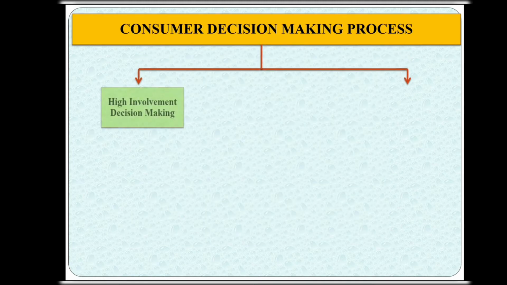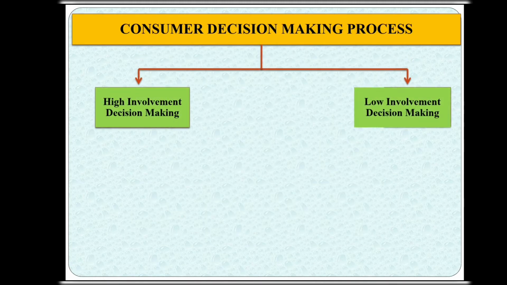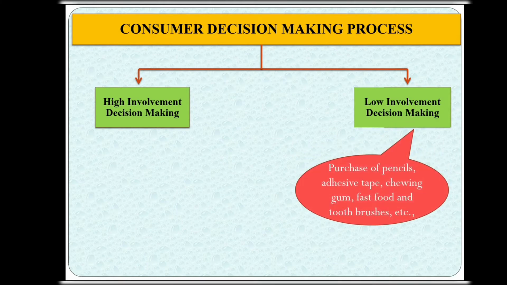The consumer decision making process is of two types: high involvement decision making and low involvement decision making. There are certain products which don't require much analysis before going for a purchase. For example, purchase of stationery items like pencils, tape or chewing gums, fast food and toothbrush, etc. The customer doesn't want to involve a lot of effort before purchasing a product. So this kind of product is called low involvement decision making.